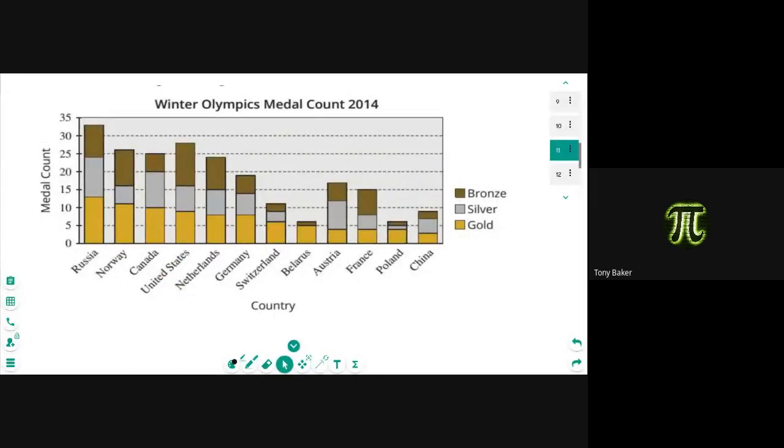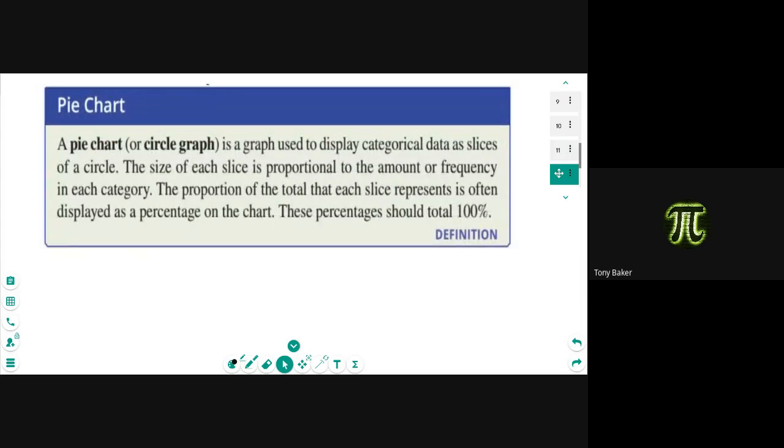All right, let's see if I can find another one on here. I don't like that graph. We looked at that one last time. All right, we'll look at some more of those afterwards. They have some really cool graphs on there.